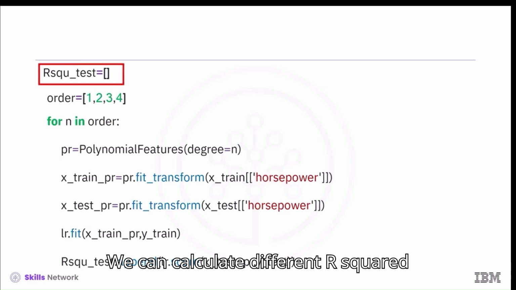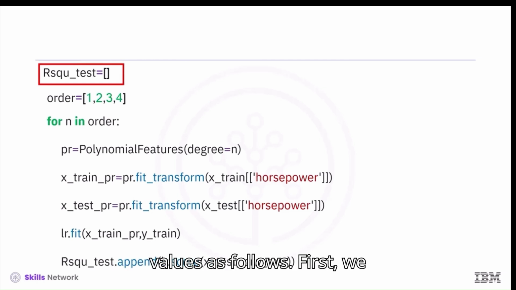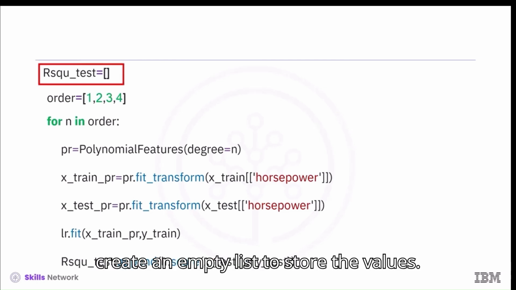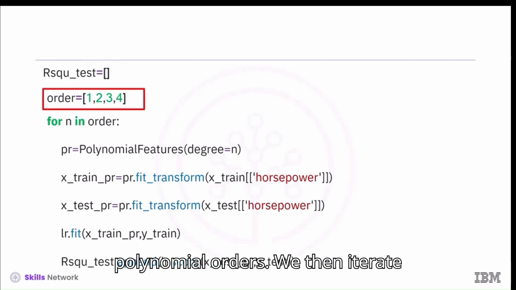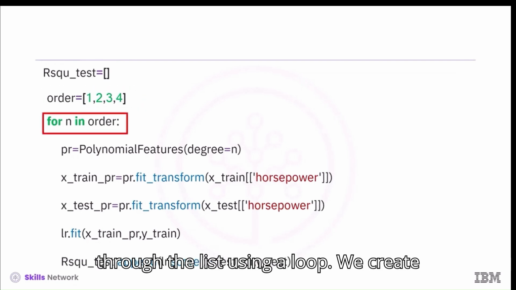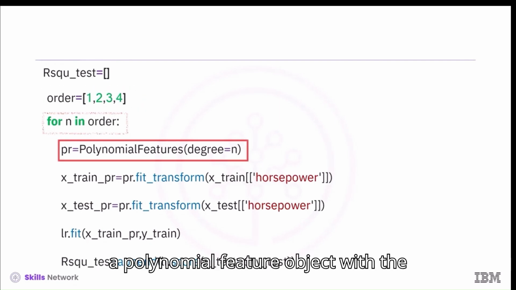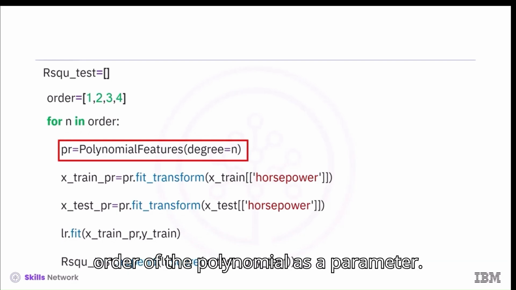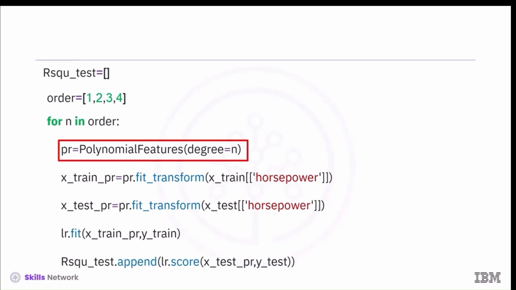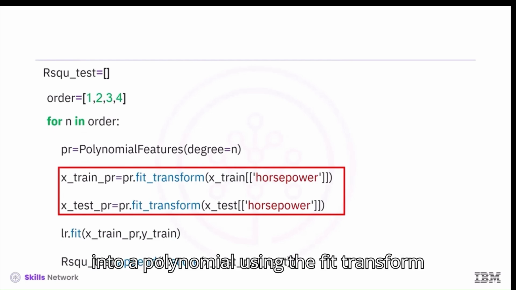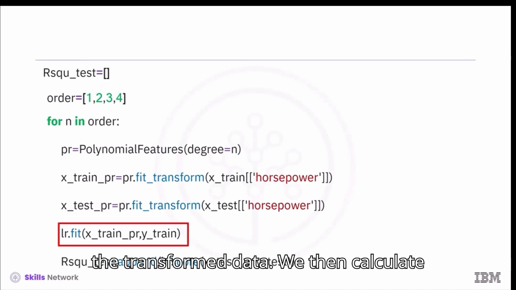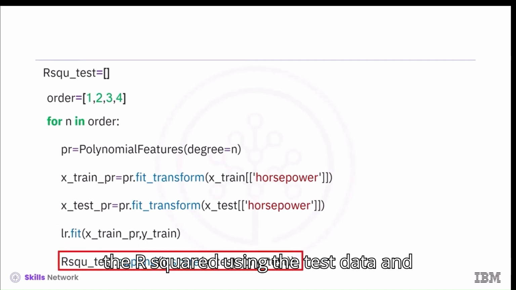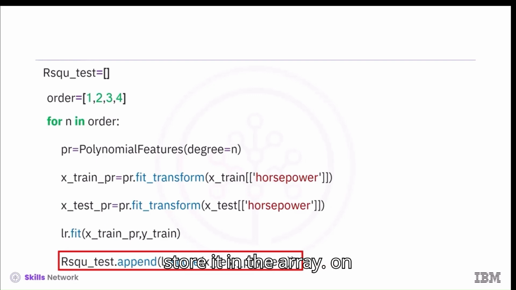We can calculate different R² values as follows. First, we create an empty list to store the values. We create a list containing different polynomial orders. We then iterate through the list using a loop. We create a polynomial feature object with the order of the polynomial as a parameter. We transform the training and test data into a polynomial using the fit transform method. We fit the regression model using the transformed data. We then calculate the R-squared using the test data and store it in the array.